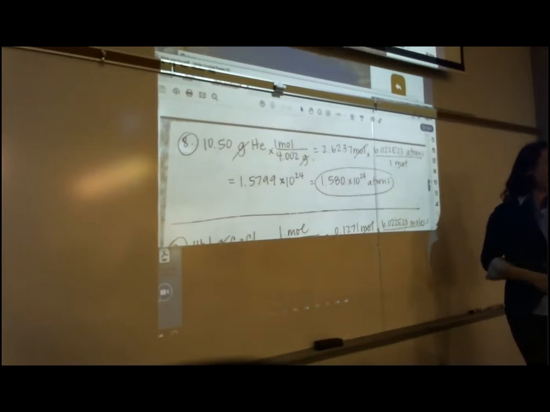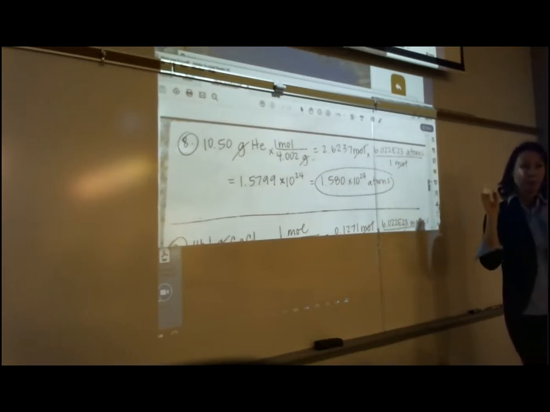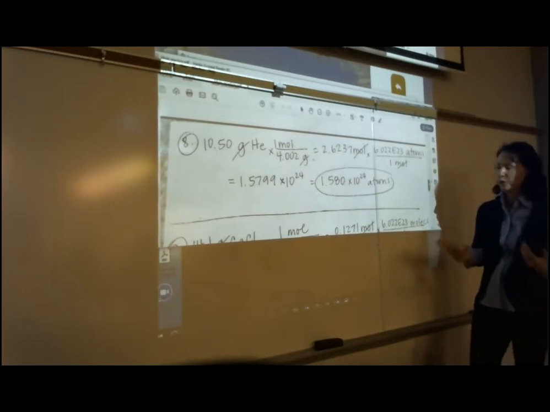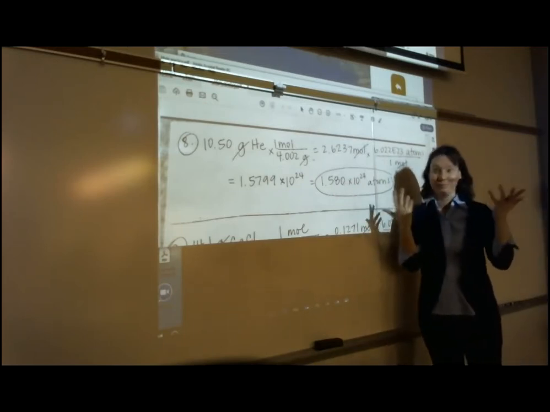How are we feeling about 8? Like I said, the 2-step problems are the ones that people get the most confused by, because you have to do grams to moles, then moles to atoms, or atoms to moles, then moles to grams. You have to go through the process twice. And if you're going through it twice, that's 2 opportunities to put your conversion factor upside down instead of 1.